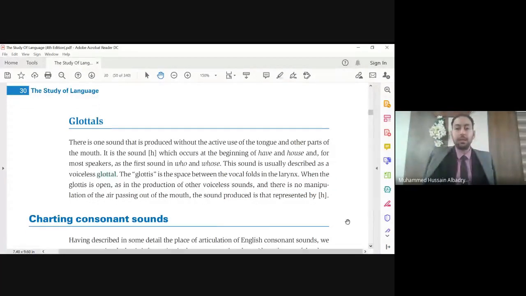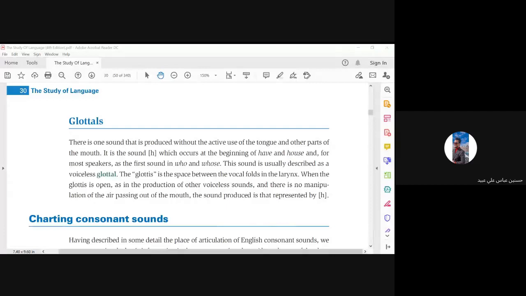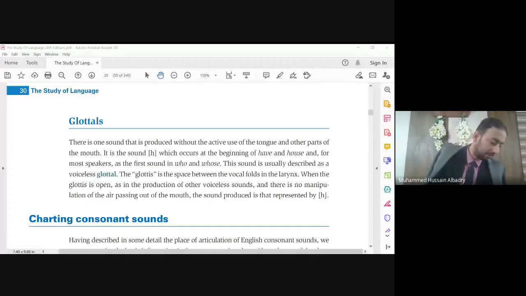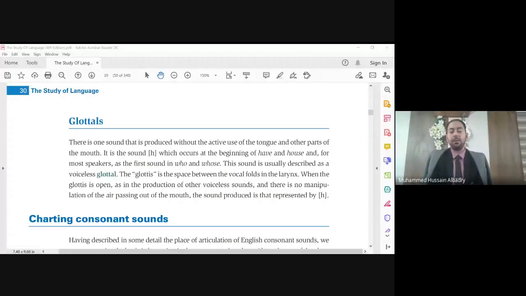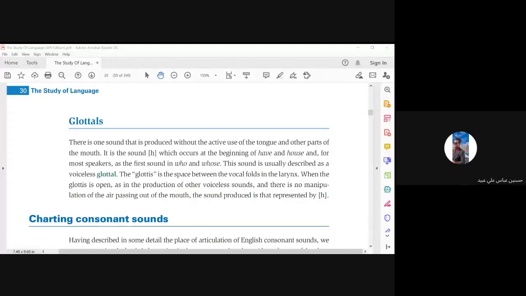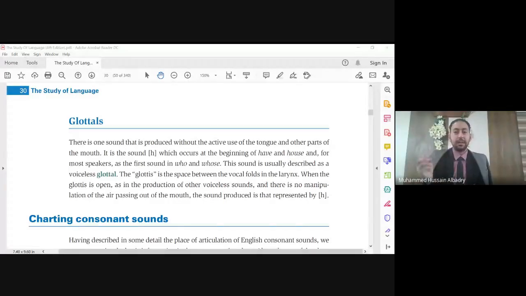Glottals. Yes, who can tell me about glottals? Yes, the glottal is the space between the vocal cords and the larynx. Good. So we produce which sound? He. Yes. He sound. Heart. House. Ho. Space here. Yes. Thank you so much. We say he sound. As a sound we say he.